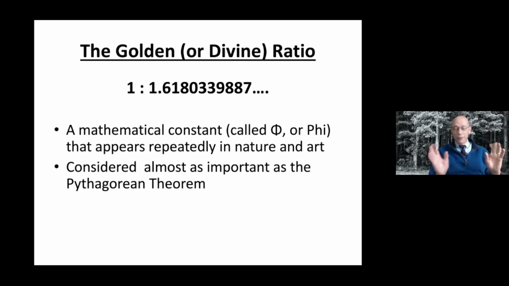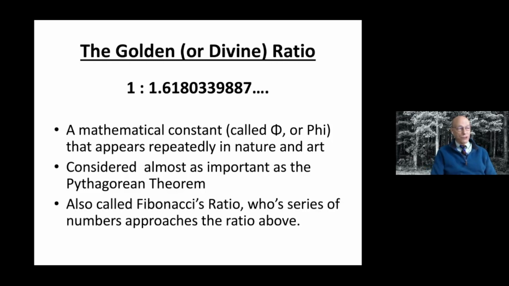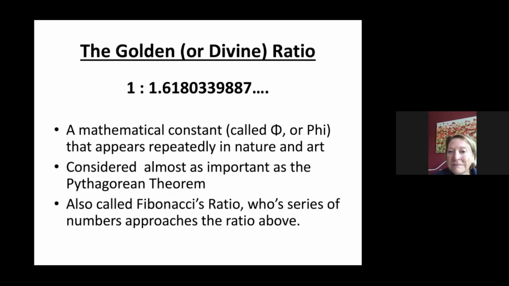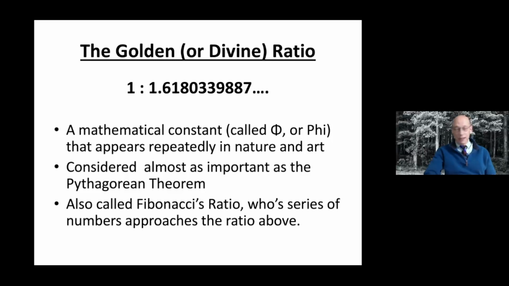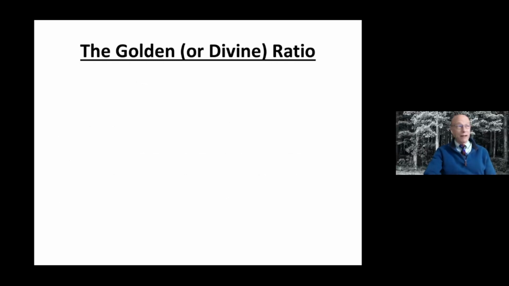The Pythagorean theorem, for those non-mathematicians or science-based folks, is A squared plus B squared equals C squared, which is the sides of a right triangle. But it's also called Fibonacci's ratio, whose series of numbers approaches the ratio. I'm not going to show you what the series of numbers is, but it's fascinating, and I'm going to show you why I believe it's fascinating.